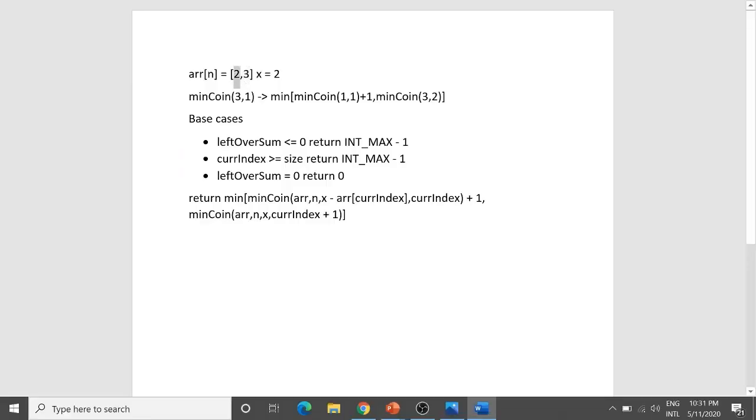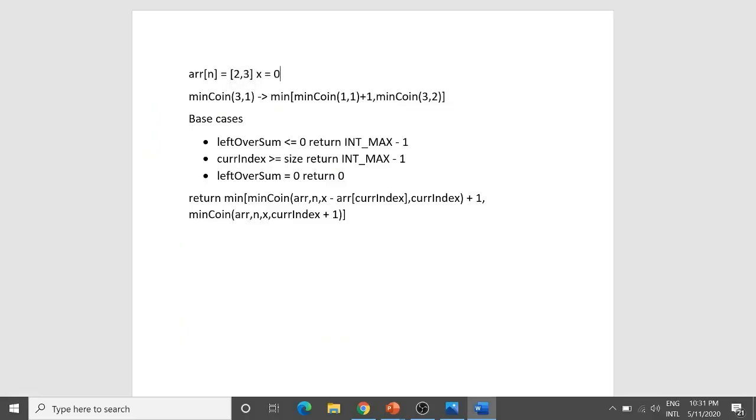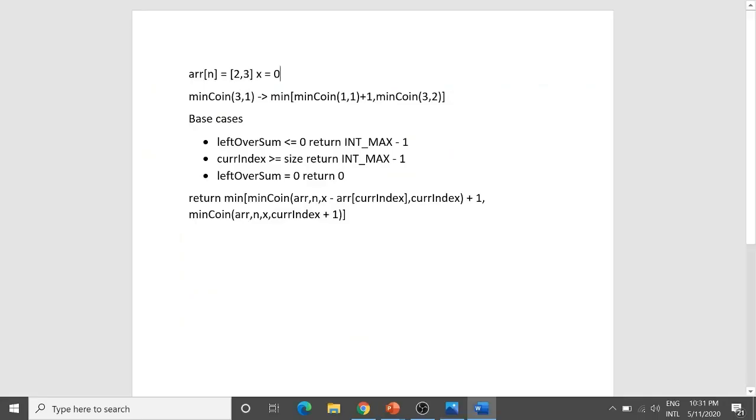Why adding 1? Because I made use of this denomination, I made use of this coin. What does this subproblem state? Min coin 0 1. This states that starting from index 1 till the end of the array, what are the minimum number of coins with which I can make 0? How can you make an amount of 0 from these coins? Again, for making an amount of 0, you do not need even a single coin. So the minimum number of coins to make an amount of 0 is 0.